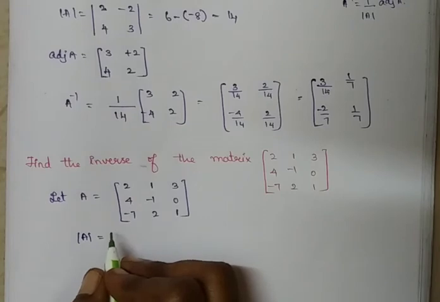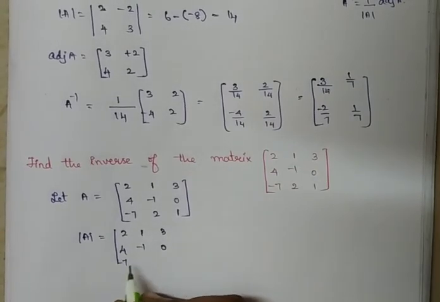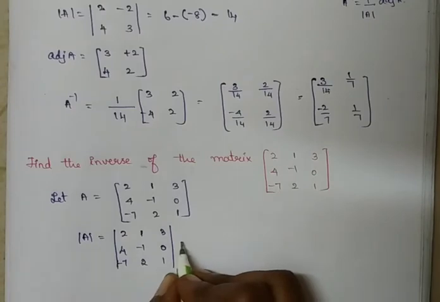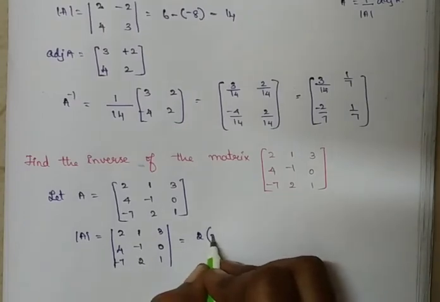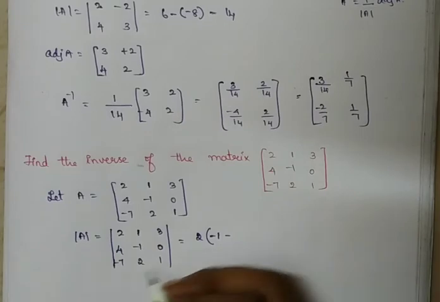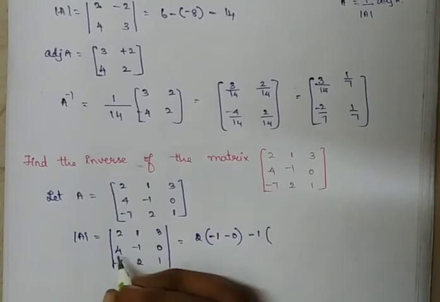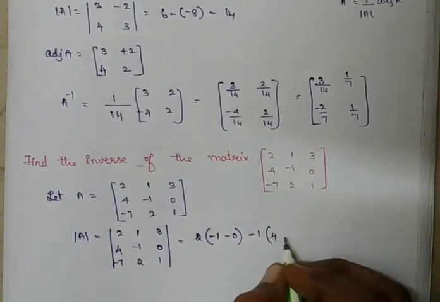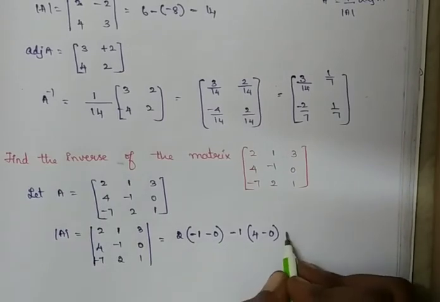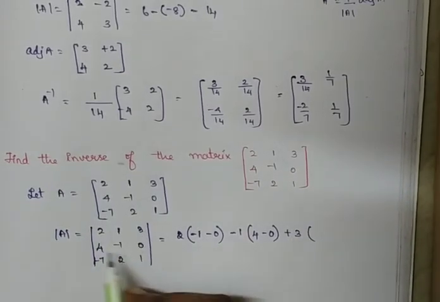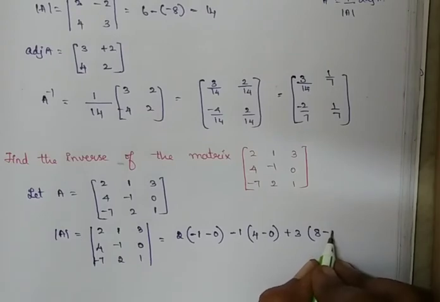Now first find the determinant value. So 2, 1, 3, 4, minus 1, 0, minus 7, 2, 1. This determinant is equal to 2 into, now leave this row and this column, multiply here, 1 into minus 1 is minus 1, minus 2 into 0 is 0. Next place is minus, the value is 1, 4 into 1 is 4, minus minus 7 into 0 is 0. The next place here the sign is plus, the value is 3, leave the row, leave the column, 4 into 2 is 8, minus minus 7 into minus 1 is plus 7, so it is 7.